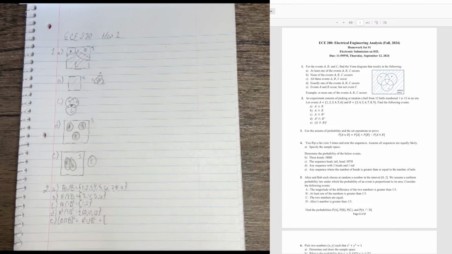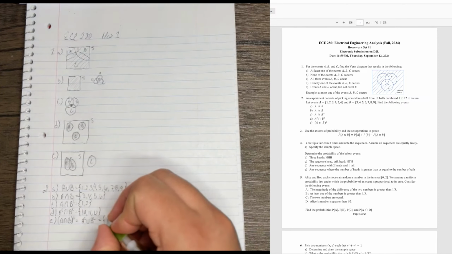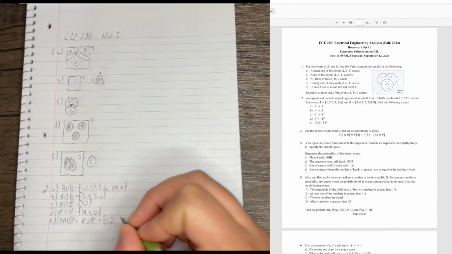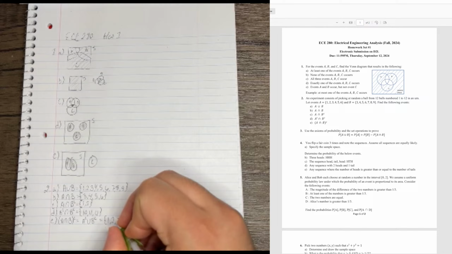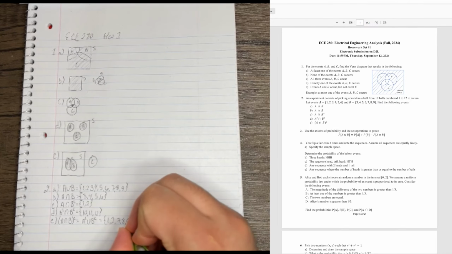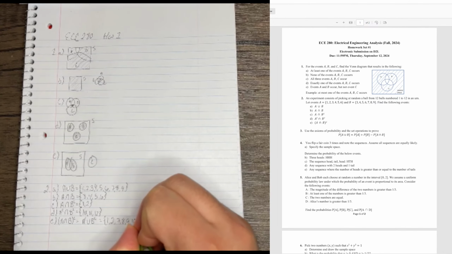What's not in A is 7, 8, 9, 10, 11, 12, and what's not in B is 1 and 2. That's not included. Okay. 1, 2, 7, 8, 9, 10, 11, 12.